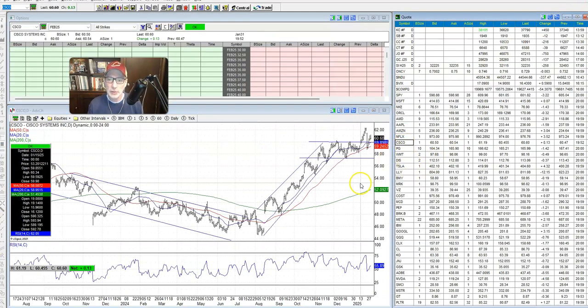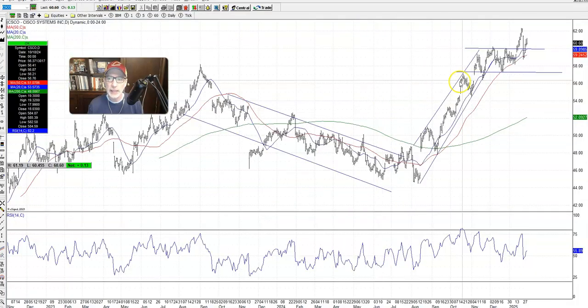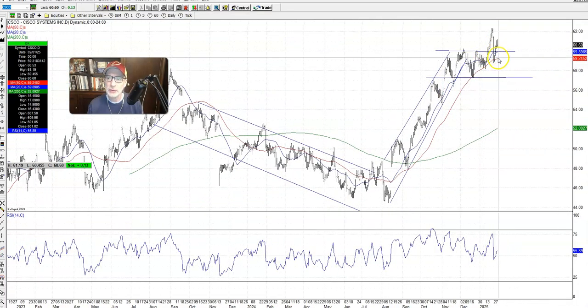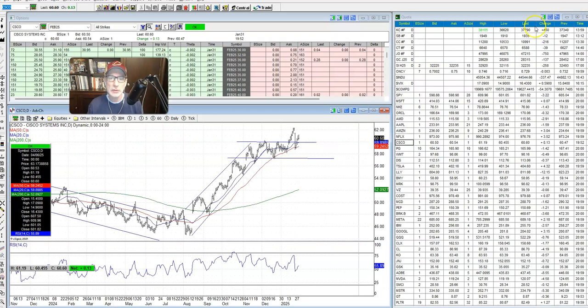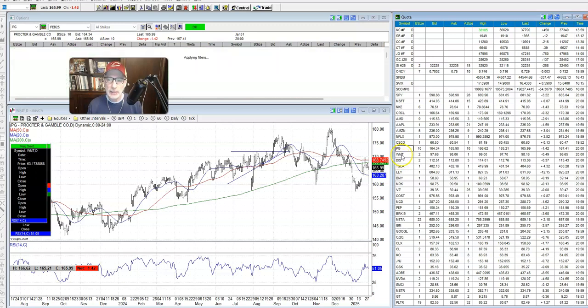Cisco, let me see. I'm going to run through these pretty quick. So you had the sideways action here, had a nice move up, sideways action, blasted through, and pulled back down to some support at the 50-day moving average and is moving up again. So Cisco looks good for the long side. Procter & Gamble, I'm not seeing anything there.